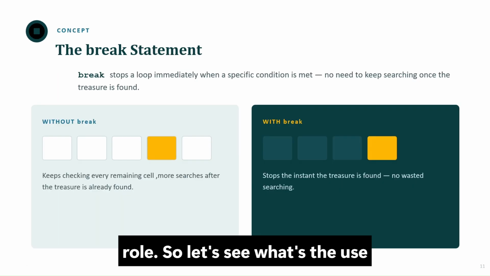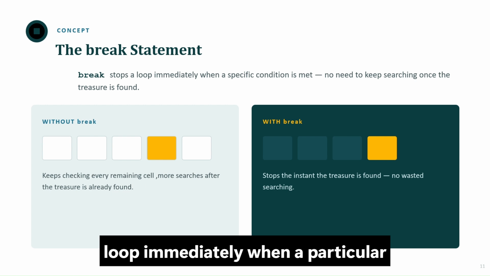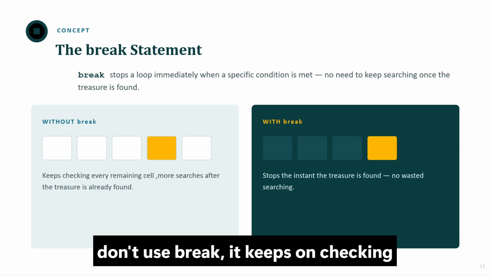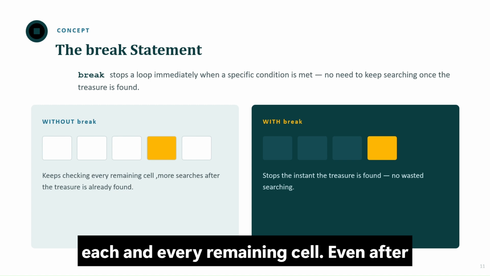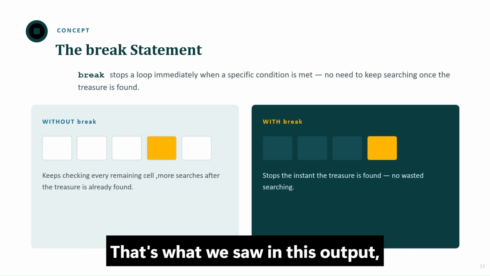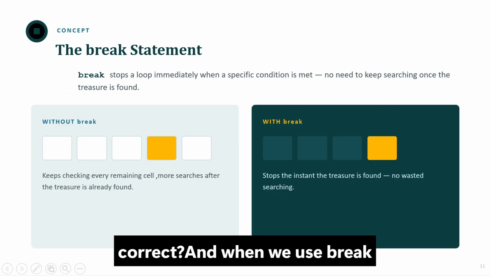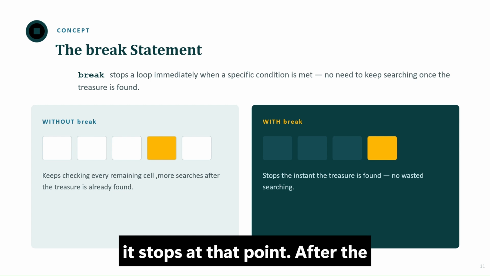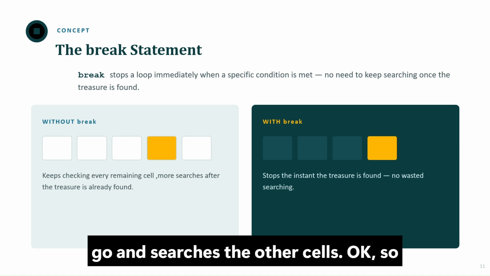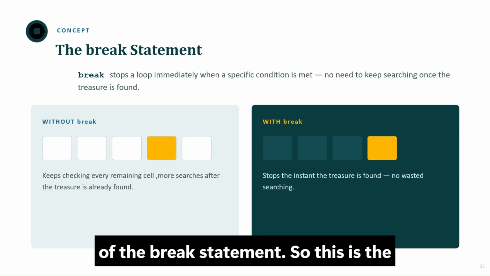So let's see what's the use of the break statement. It stops the loop immediately when a particular condition is met. When I don't use break, it keeps on checking each and every remaining cell, even after my treasure is found. That's what we saw in this output, correct? And when we use break, it stops at that point after the treasure is found. It doesn't go and search the other cells. So that is the use of the break statement.